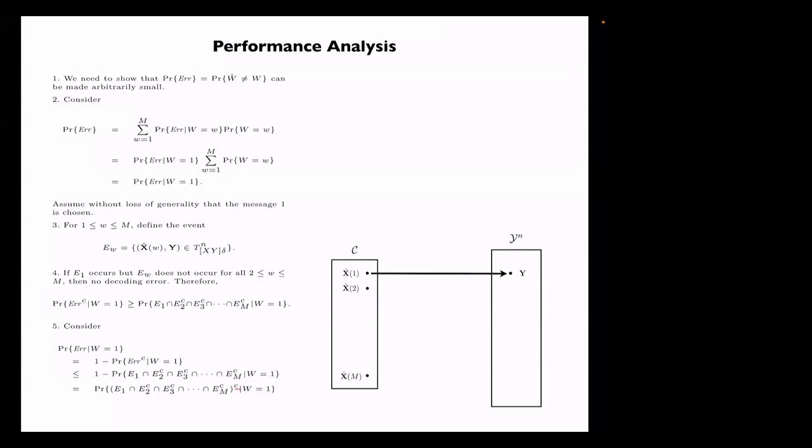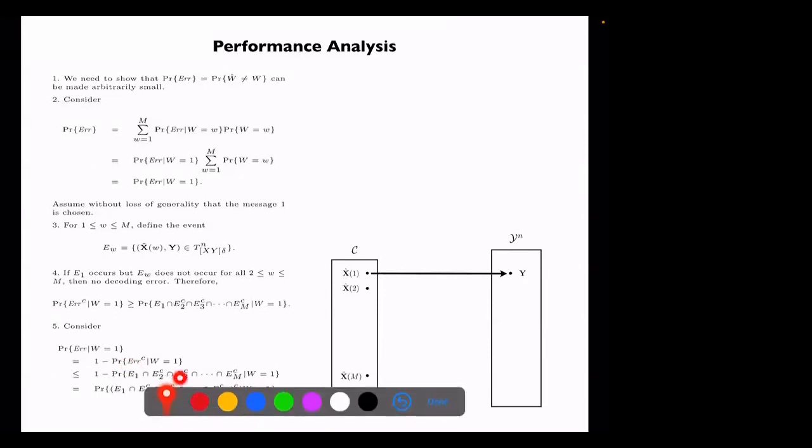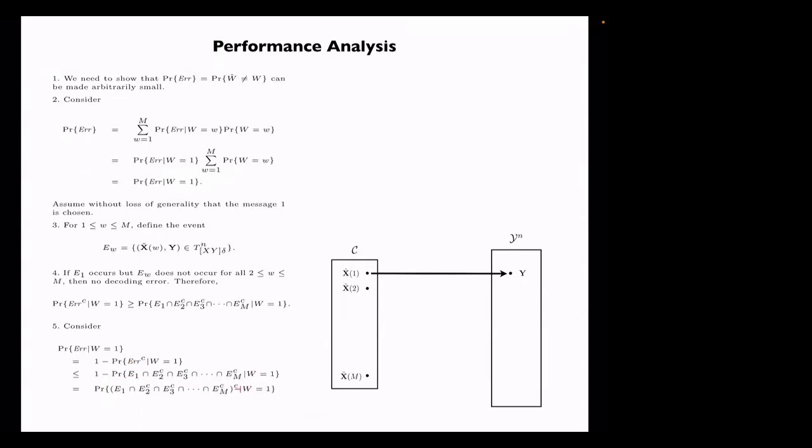Because it's just one minus the probability of this event, it is equal to the complement of this event. Just take the complement. Then in the next line I apply De Morgan's law, and so the intersection of these events is equal to the union of the complements of these events. So this becomes E1 complement union E2 complement, so on and so forth, and the last term is EM complement.